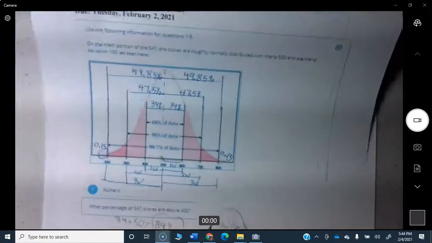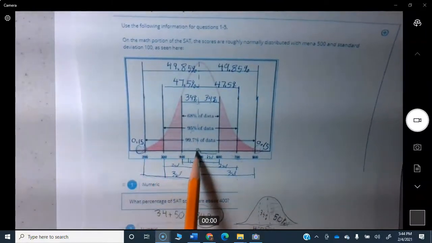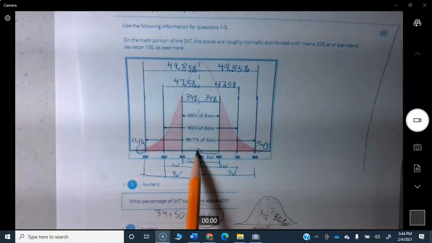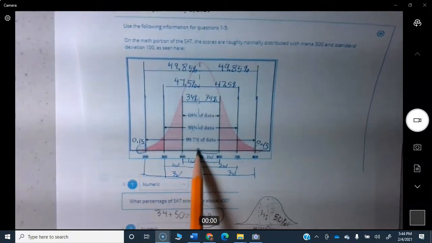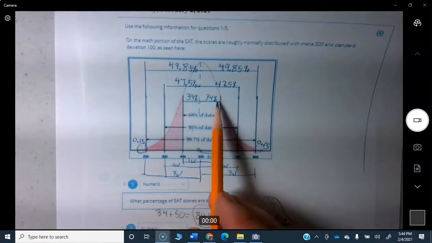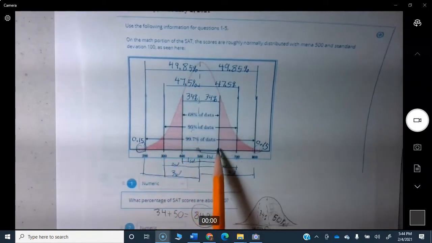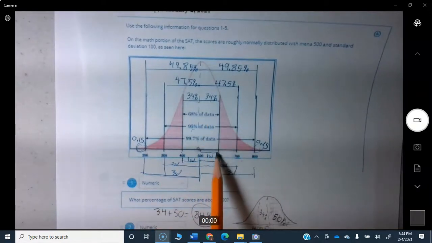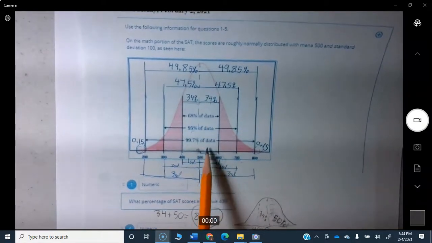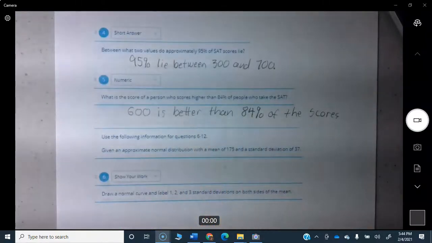Let me say that again. When you start here, you go to the mean. That's 50% of the scores right there. So it's more than that. We've got to keep going, and then we go to the first standard deviation. That's another 34%. So it's 50% plus 34%. That's 84%. So at 1 standard deviation above the mean, 600, that's better than 84% of the scores. And that's the answer right there.